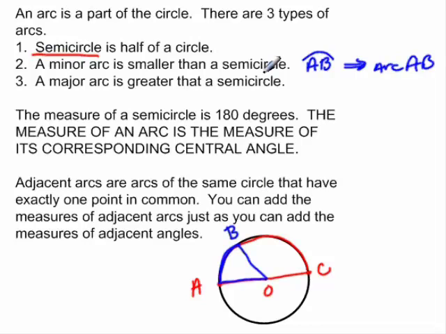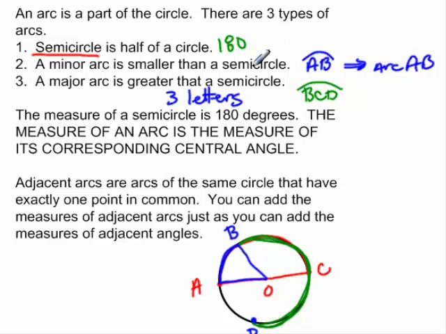A major arc is an arc greater than a semicircle, and we always use three letters to describe a major arc. So if I have the point D here, then arc BCD is a major arc. Notice that it is more than a semicircle, greater than 180 degrees. The measure of a semicircle is 180 degrees. A minor arc is less than 180, and so a major arc is more than 180. Equal, less than, greater than.